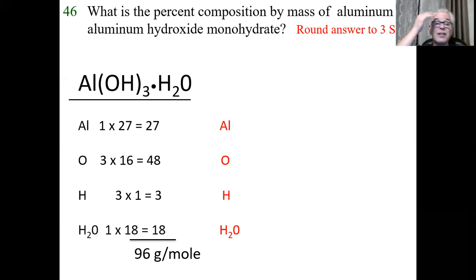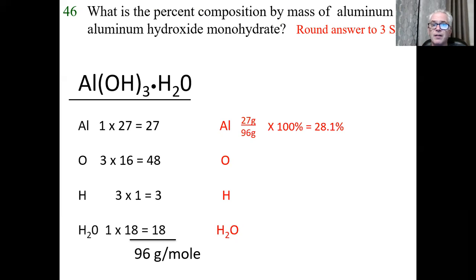So the molar mass for this stuff is 1 aluminum times 27 grams. There's 3 oxygens times 16 each, and there's 3 hydrogens. And then there's 1 water. And remember we did the molar mass of water before? I said you better remember that number, 18 grams per mole. Add it up, it's 96 grams per mole. Now, the question is what is the percent composition by mass of aluminum? So let's figure that out.